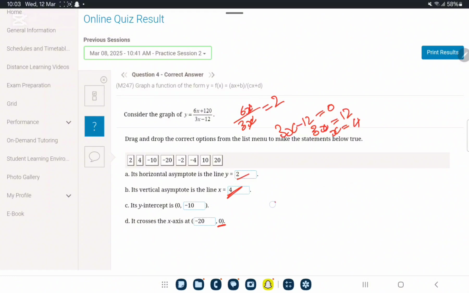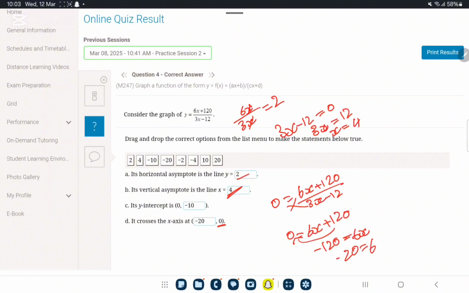So y is 0 equals (6x plus 120) over (3x minus 12). Cross multiply, the denominator becomes 0. 0 equals 6x plus 120. Move 120 to the other side, becomes a negative. And then divide by 6 on both sides, you get minus 20 equals x.